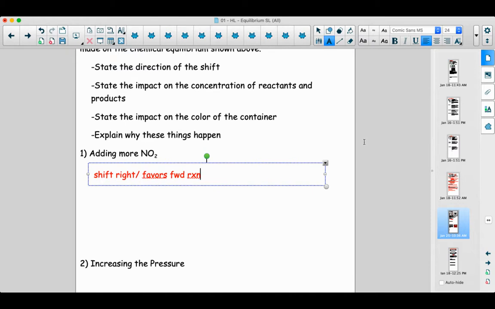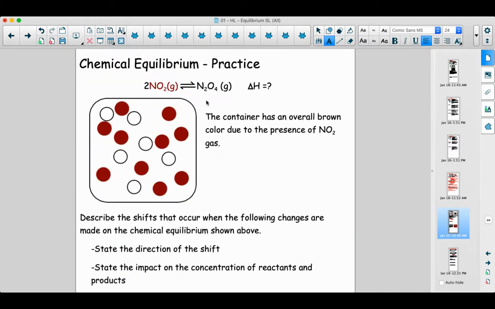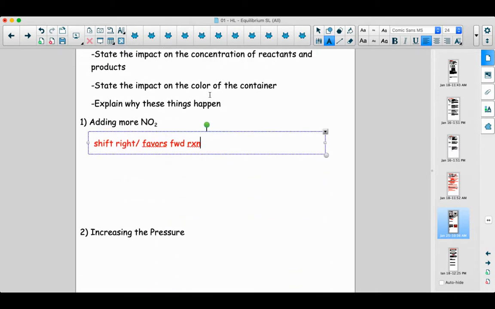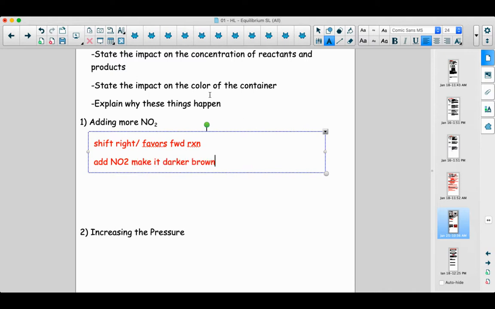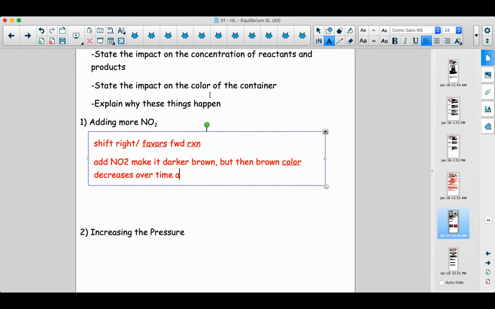Therefore, if it shifts right, I bet you added a bunch of brown color, you added more of this NO2, but then over time, the brown color will decrease again as we shift to the right. So when you first add the NO2, you'd make it darker brown, but then the brown color decreases over time as it shifts right. That's the basic premise of what would happen.